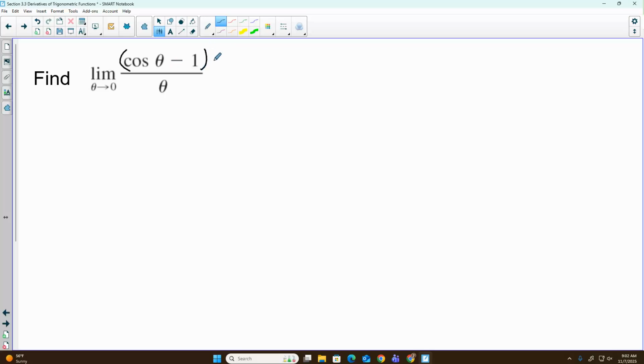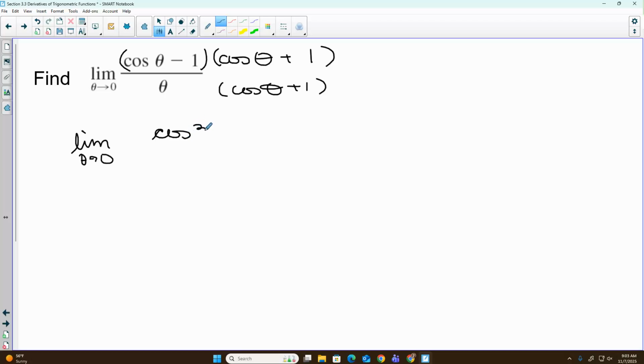So, any ideas on how I could get there? Only if it's squared. So, what should I multiply by to get a cosine squared? Oh, cosine of theta plus 1. Yeah, let's do the conjugate. That gives us the limit as theta approaches 0 of cosine squared theta minus 1. On the bottom, I'm not going to multiply this out yet.